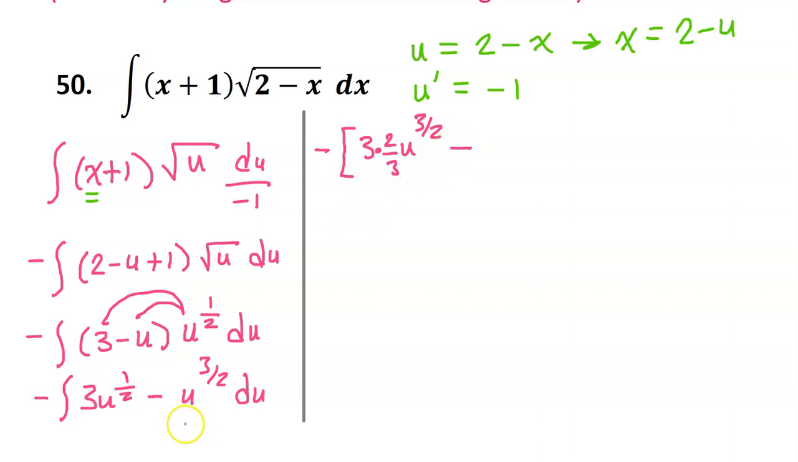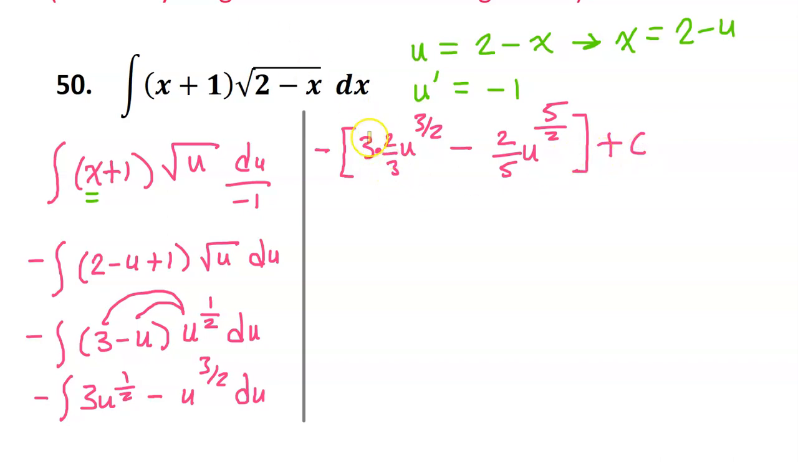Let's move on to the next term. So we have u. If we add 1 to this exponent, that's 5/2. And then if we divide by 5/2, it's the same as multiplying by 2/5. In the end, don't forget the plus c.